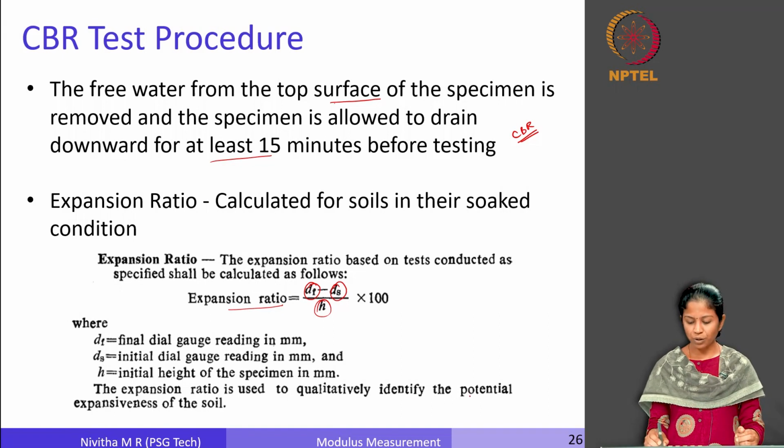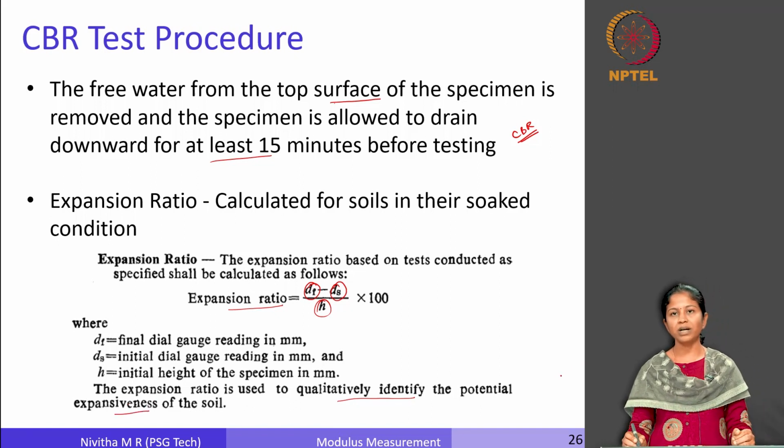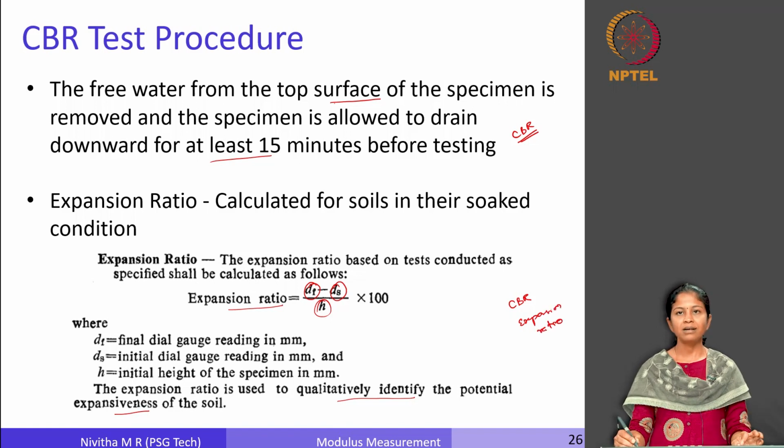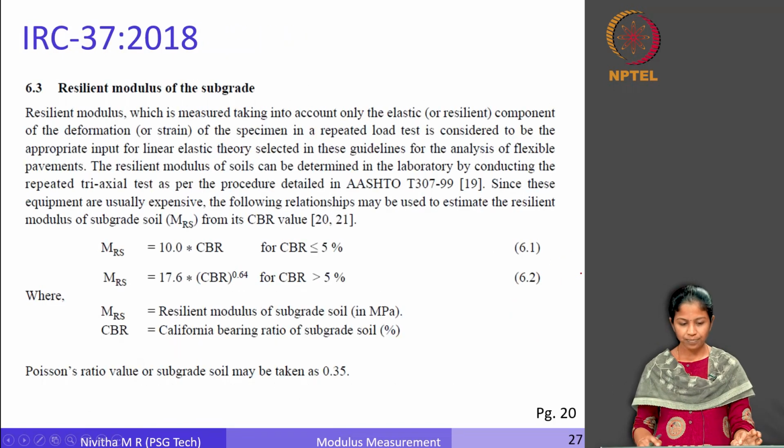This expansion ratio is used to qualitatively identify the potential expansiveness of the soil. So, what is the degree to which the soil will expand on absorption of moisture. That we will be able to quantify from this expansion ratio. So, ultimately we will be reporting the CBR value and expansion ratio when the sample is tested in a soaked condition. Again, CBR we can specify for unsoaked and soaked condition.